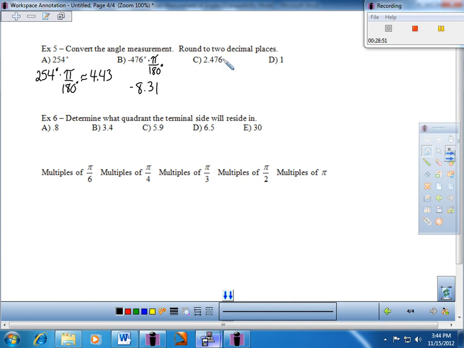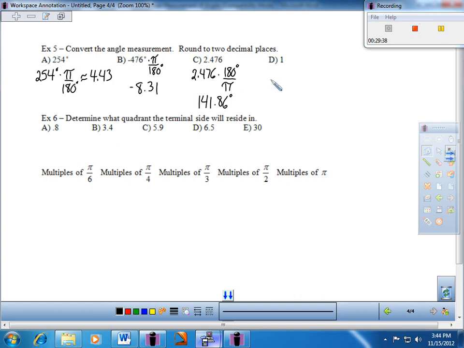2.476, this is radians because I do not see a degree symbol there. That's how I know it is a radian measurement. It is just a real number. So in this case, to go from radians to degrees, I would take 2.476, multiply by 180, divide by pi. Radians would cancel, and of course it would give us our degrees. So it's about 2.5 radians, give or take. 2.476 translates into about 141.86 degrees. Perfect.